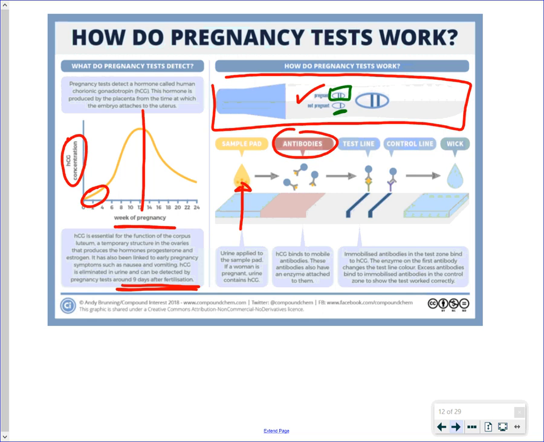female is pregnant. So if the female were to use this prior to implantation, then she would not get a positive result, even though the human chorionic gonadotropin might be produced by the blastocyst. Until implantation occurs, there is no way for that hormone to enter into the mother's circulation.